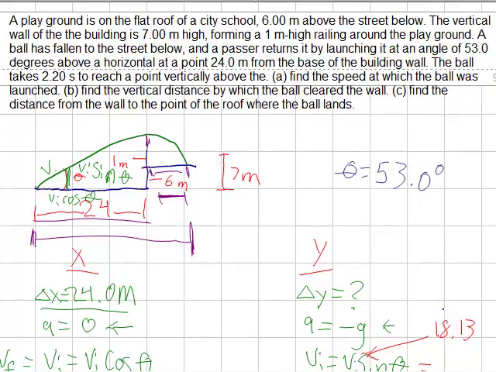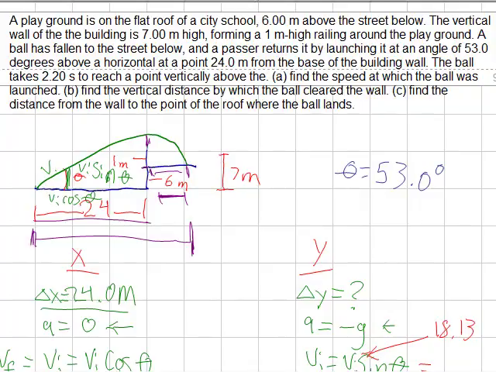My name is Sal Lázaro and I'm working on chapter 14, number 19. The problem says a playground is on the roof of a city school, 6 meters above the street below. The vertical wall of the building is 7 meters high, forming a 1 meter high railing around the playground.